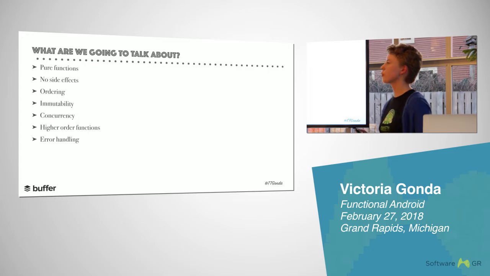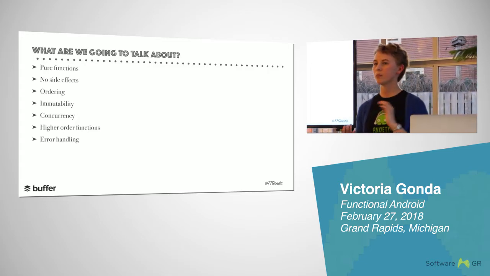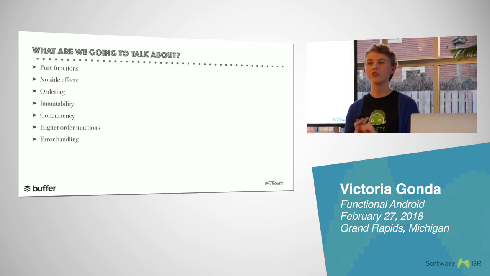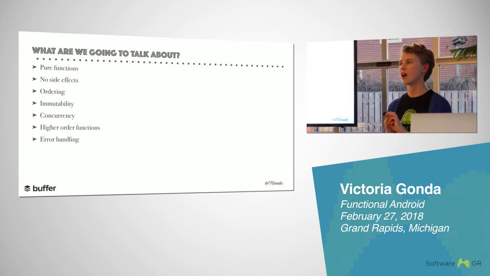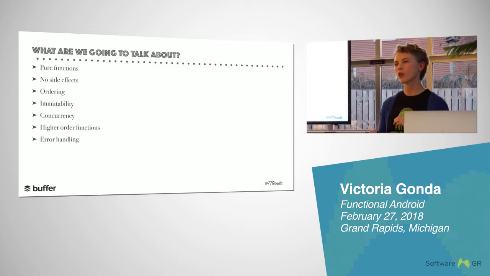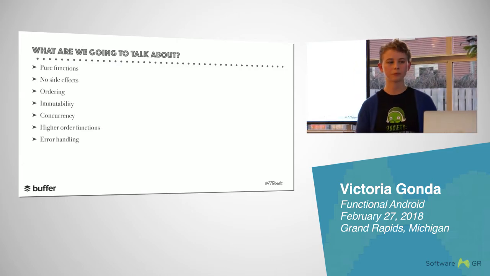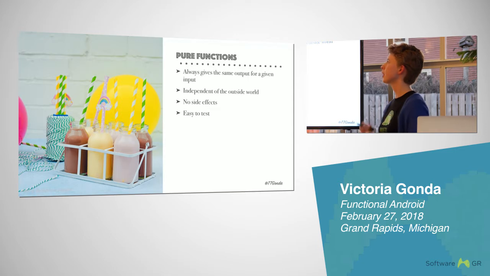So here are the things that we're going to go over in this talk. We're going to see what pure functions are with no side effects and how this affects ordering. We're also going to go over how to make things immutable and how these things help when using them for concurrency. We're also going to go over higher order functions and functional error handling. So starting at the top, pure functions.